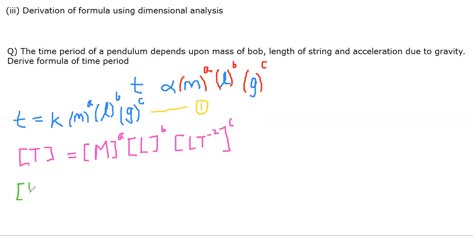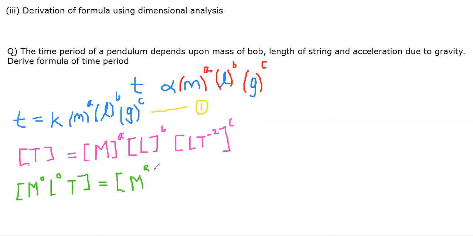For example, here we don't have any m, so power of m is 0. We don't have any l, power is 0. We have only t, so this is the LHS of this equation. Now, make only one bracket. You have to take every quantity in a single bracket, that is m. Start with m, power of m is a. I don't have any other m over here.